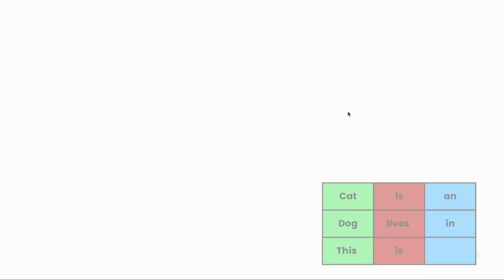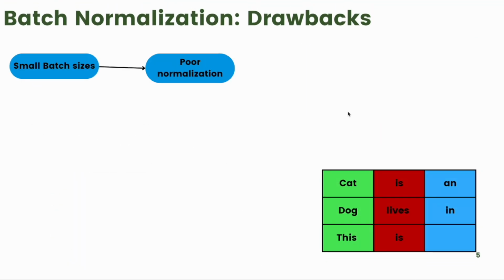So if you don't have a big enough batch size, then the approximation for the mean and variance that we had will be too noisy. It won't be reliable, and this is a drawback. When you don't have a good approximation of the mean and variance, your normalization will not work as desired. And you might think, why not just take big batch sizes? Now, sometimes that's simply not possible.